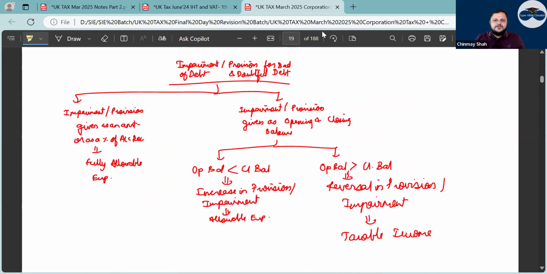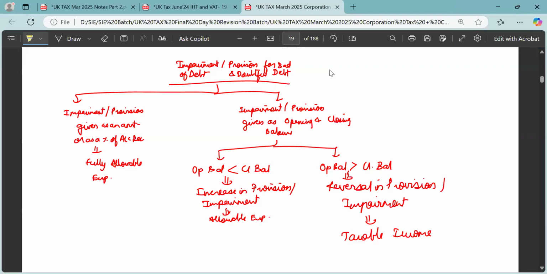Impairment or provision of, yes, tell me that. Sir, this 85% expense of car leasing was the same, the case was the same with self-employment, no? Yes.